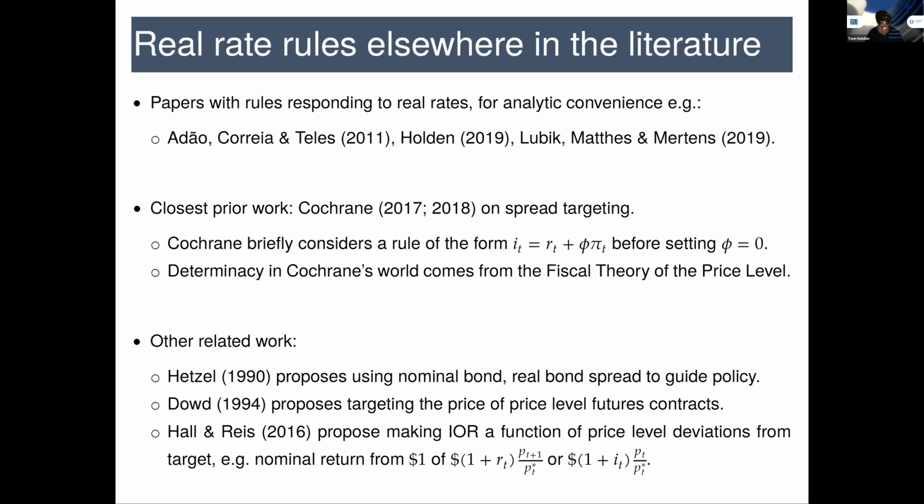So in those rules, they make interest on reserves a function of price level deviations. So if you have $1 in reserves today, you might get (1 + R_t) P_{t+1}/P_t* tomorrow, and that clearly will determine P_t equal to P_t* as the unique equilibrium. The difficulty with the Hall and Rice rules is that if there wasn't another reason to hold reserves, they would be dominated assets. So then that motive to hold reserves is going to end up having an impact on the price level.